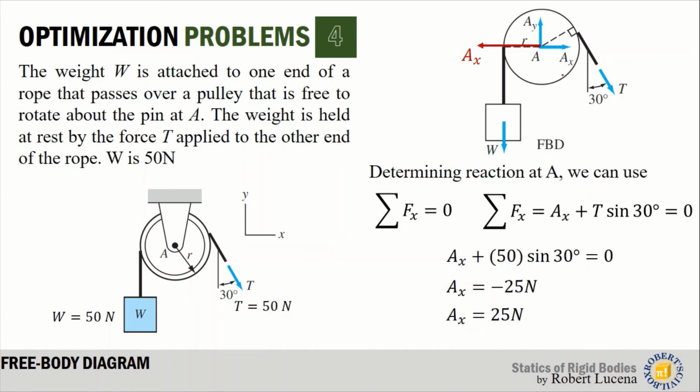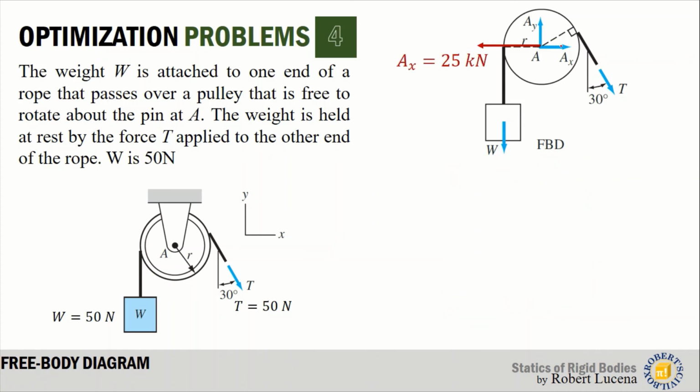So in this case, you assumed AX to the right and we get negative 25. Therefore, the direction of AX is the opposite of what we have drawn, so we have to correct that. Okay. So the next step, the only unknown here is the value of AY.